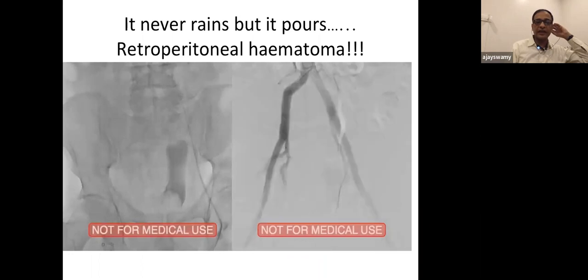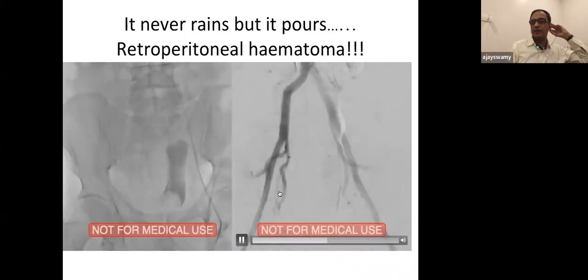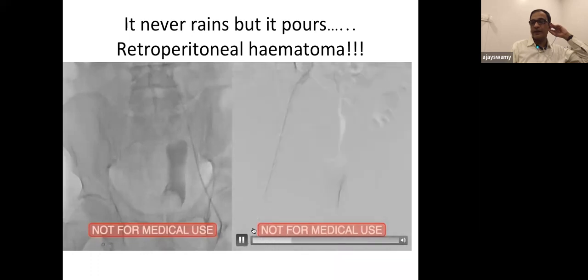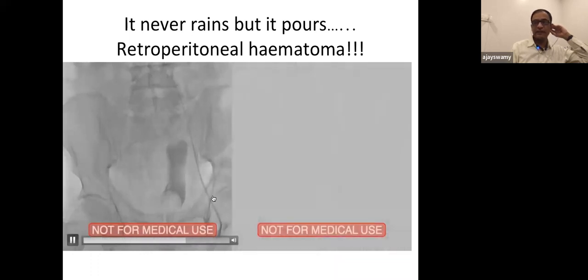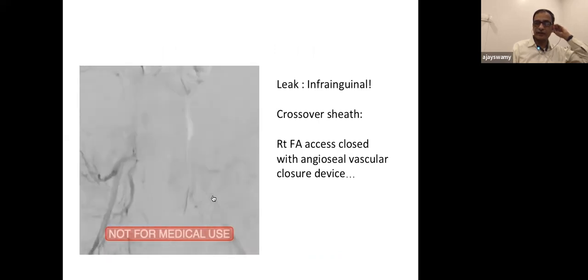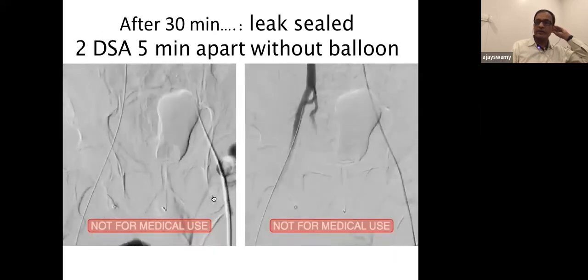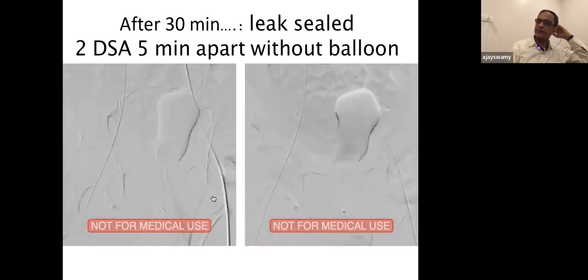This is one of the freak anatomies in which, although the puncture is infrainguinal, one vessel actually runs through the femoral sheath and goes upwards and leaks into the retroperitoneum. Once we made this diagnosis with the DSA, it was a fairly simple matter. We closed with a crossover sheath, kept a wire access and then closed this right femoral artery access with an Angio-Seal vascular closure device, inflated a balloon across where the leak was beginning and left it alone for about 10-15 minutes. After 30 minutes, the leak completely sealed. We didn't deflate the balloon till then.